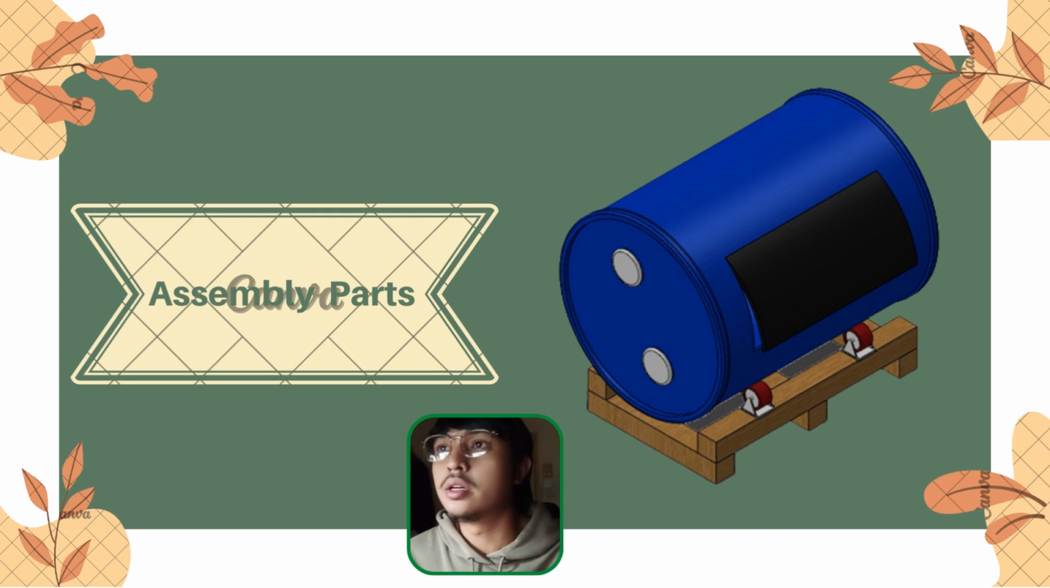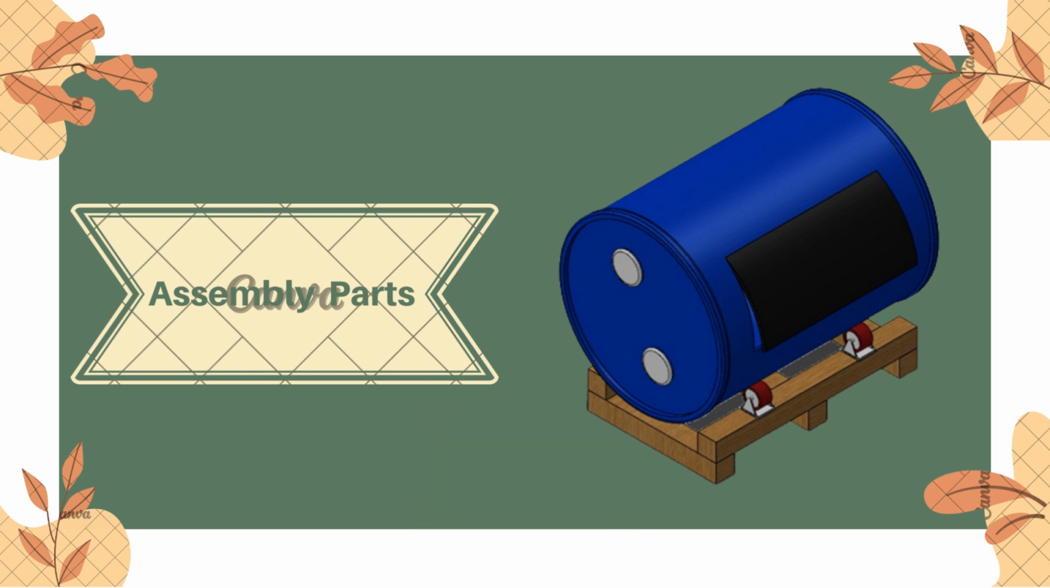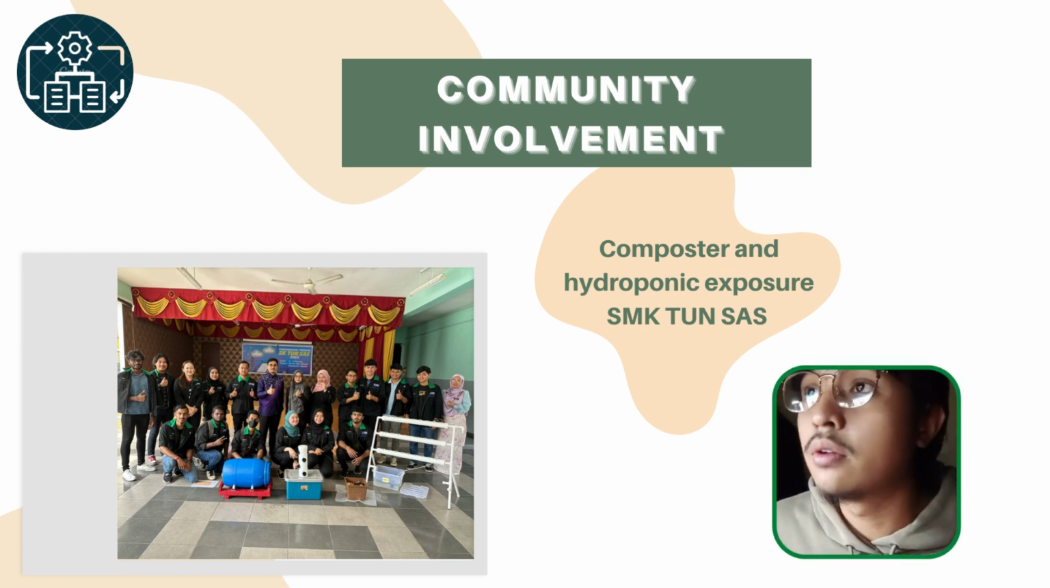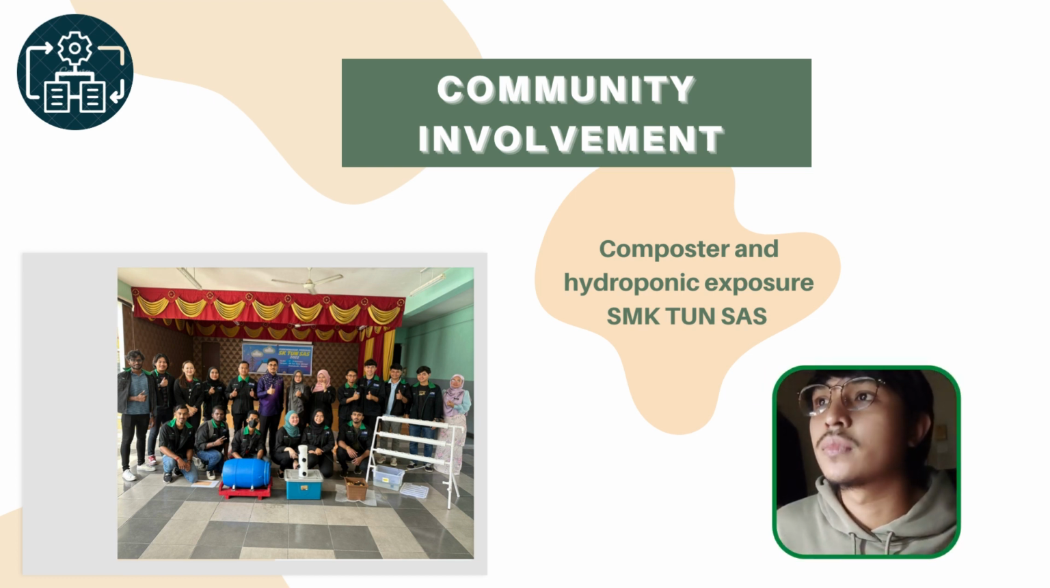So basically, this is the final product that will actually be fabricated, and hopefully it will be exactly the same as the drawing. As you can see, the caster wheel is at the bottom, and the rotation motion of the barrel will rotate from the force given. If the kids turn clockwise, the barrel will turn clockwise. So that's it. Lastly, I will talk about the community involvement.